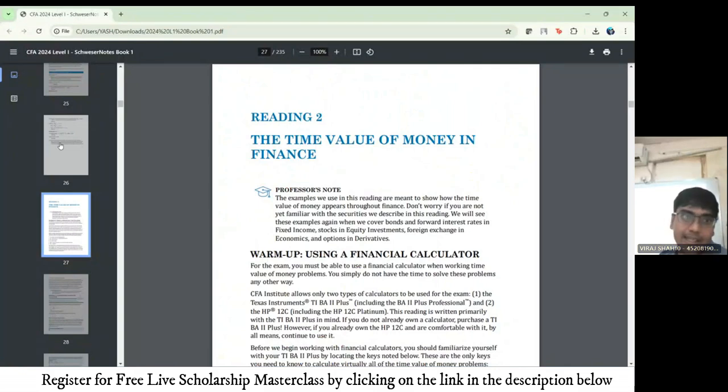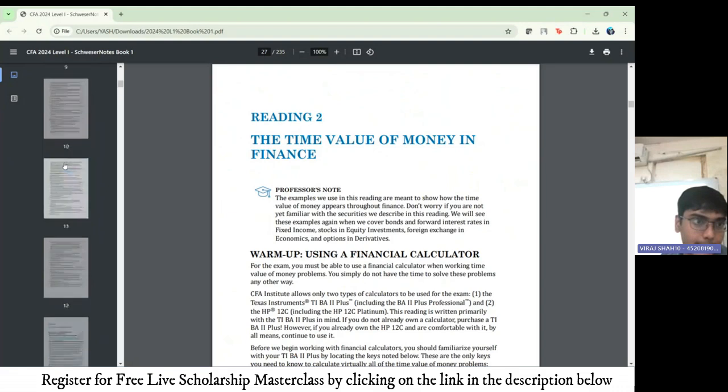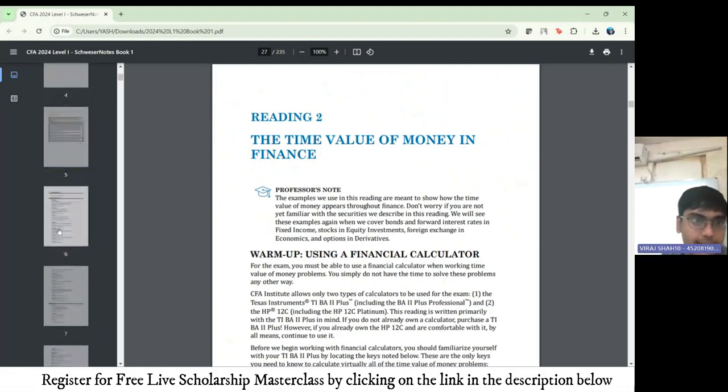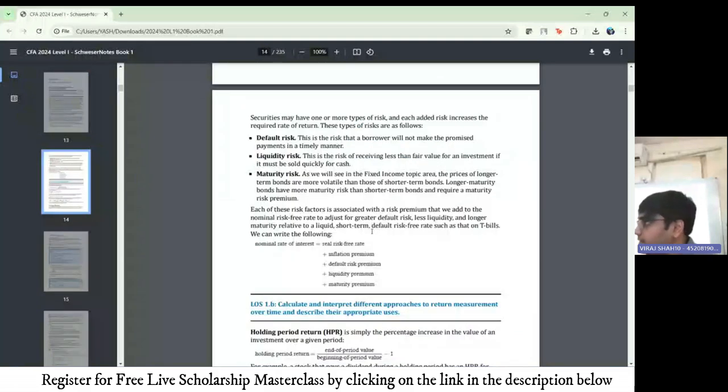Reading 1 and 2, and the part that I have covered. The three things are default, liquidity, and maturity. Default was 0.5%. Liquidity was 2%. And maturity was 0, because I had mentioned in the question a very short period of time. That's why I had you write 0 and underline it: since it is a very short period of time, there is no maturity risk.